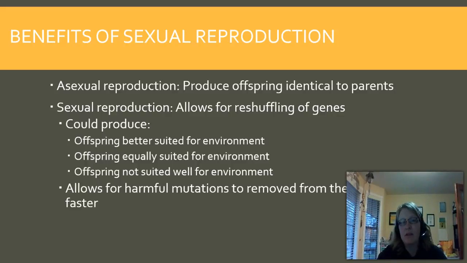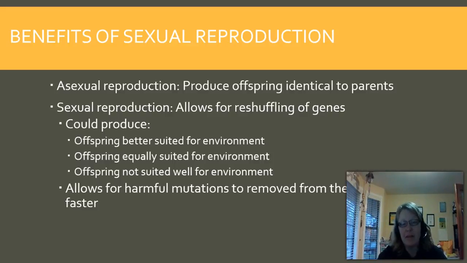And then there's always the possibility that there will be an offspring that's not as well suited for the environment and is not likely to survive. And so it's really important to understand that this reshuffling of genes provides at least 2 out of 3 options that are going to help the species survive and go forward.